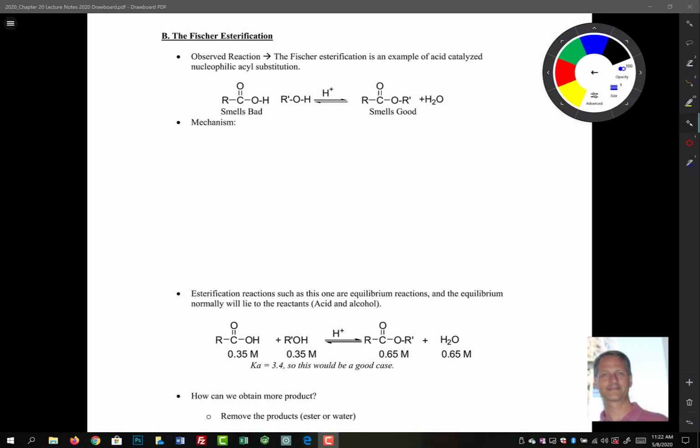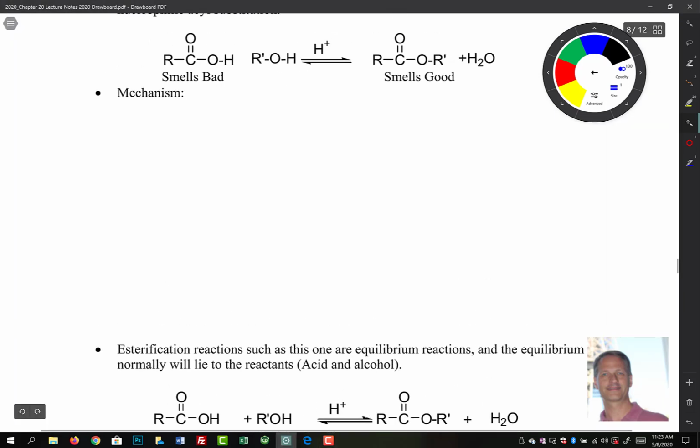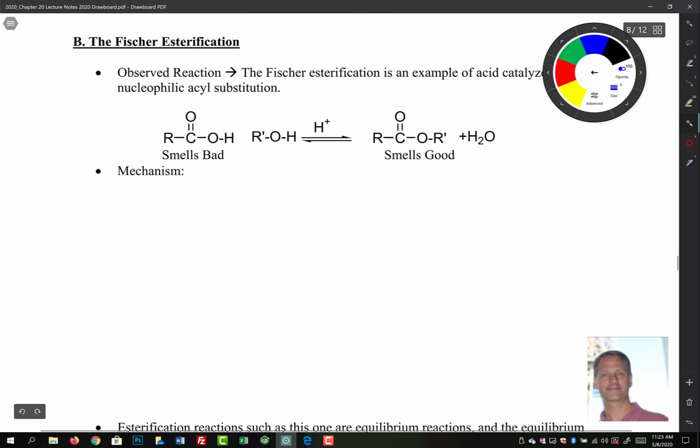So in our last lecture we saw a few reactions, and one of them was the hydrolysis of an ester under acidic conditions. That's taking an ester and turning it into an alcohol and a carboxylic acid. The reverse reaction of that is called a Fischer esterification. This is one of my favorite reactions from this chapter.